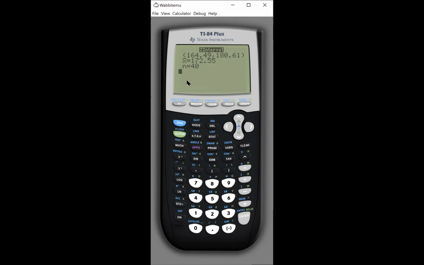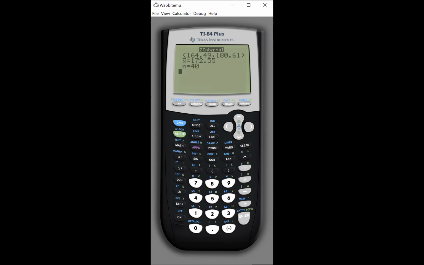Go to calculate, and it'll give us 164.49 and 180.61. So if you look at it, we're slightly off. The reason we're slightly off is because we rounded some of our numbers, whereas the calculator didn't round any of the numbers. But it's pretty close to what we got. So that's how you deal with the TI-84. Any question for the TI-84?